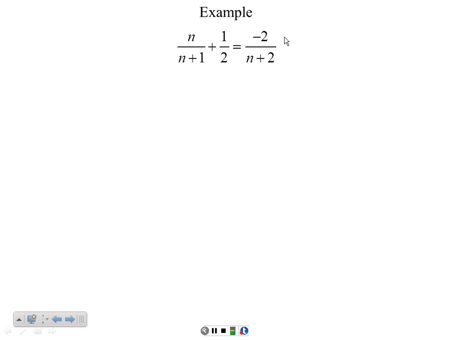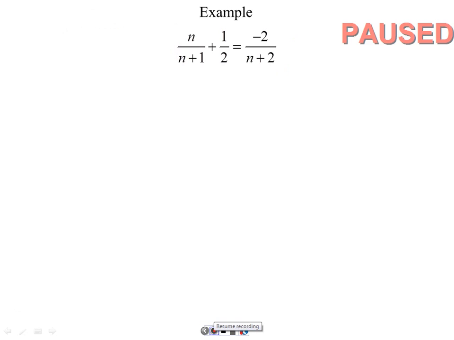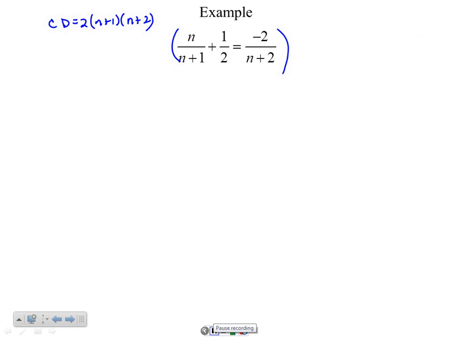Alright, this one we don't have to factor, so it looks like an equation from the previous section. So our common denominator, remember we have to use everything once, and I'm going to write that 2 first just for simplicity, and then I have an n plus 1 and an n plus 2 group. So that is going to be the common denominator. And I'm going to multiply this whole entire equation by that common denominator.